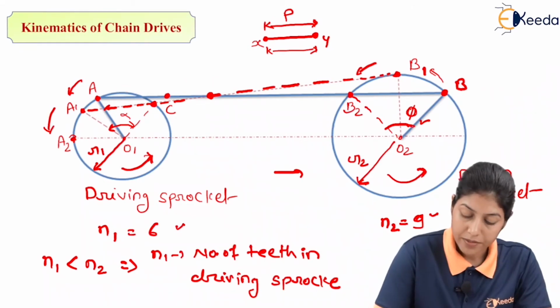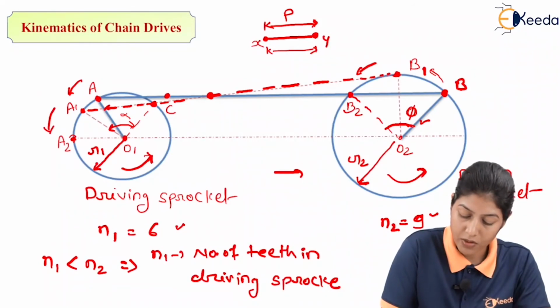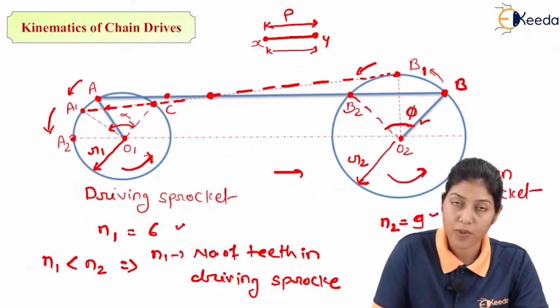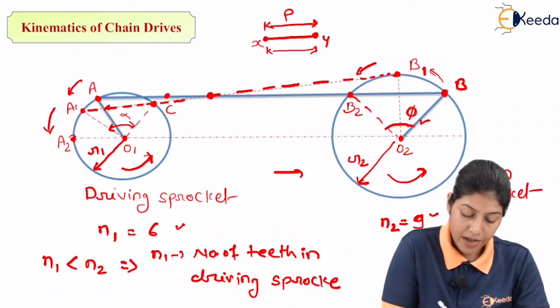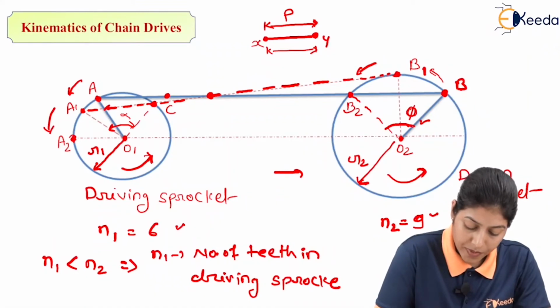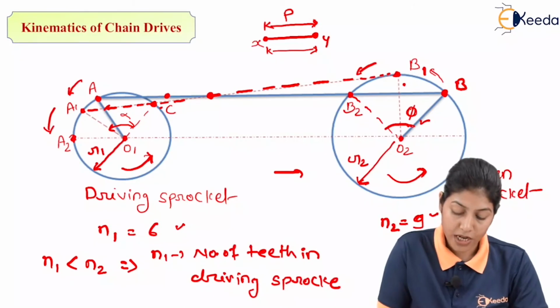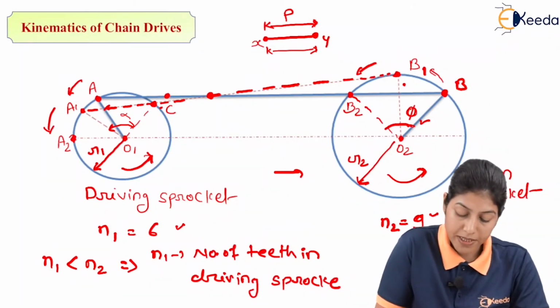So this line O1, A, B and O2 is representing the 4-bar chain mechanism. Similarly, when A1 is changing its position to A2, in that condition the 4-bar chain mechanism we will consider as O1, C, B1, O2. So here we have two 4-bar chain mechanisms which are representing the kinematics of the chain drive.